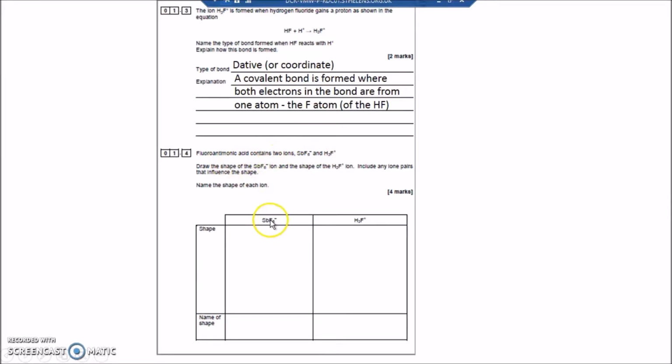So what I've got here, SF6, I've got to do the shape and the name, the shape, and similar for H2F+.